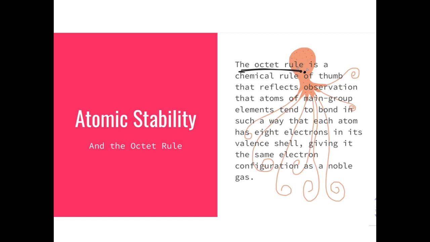So that group 8, the ones that all have 8 electrons in its outer energy level, those are called the noble gases. And all the rest of the elements spend their whole lives trying to be like the noble gases. So they can achieve this atomic stability if they follow the octet rule.